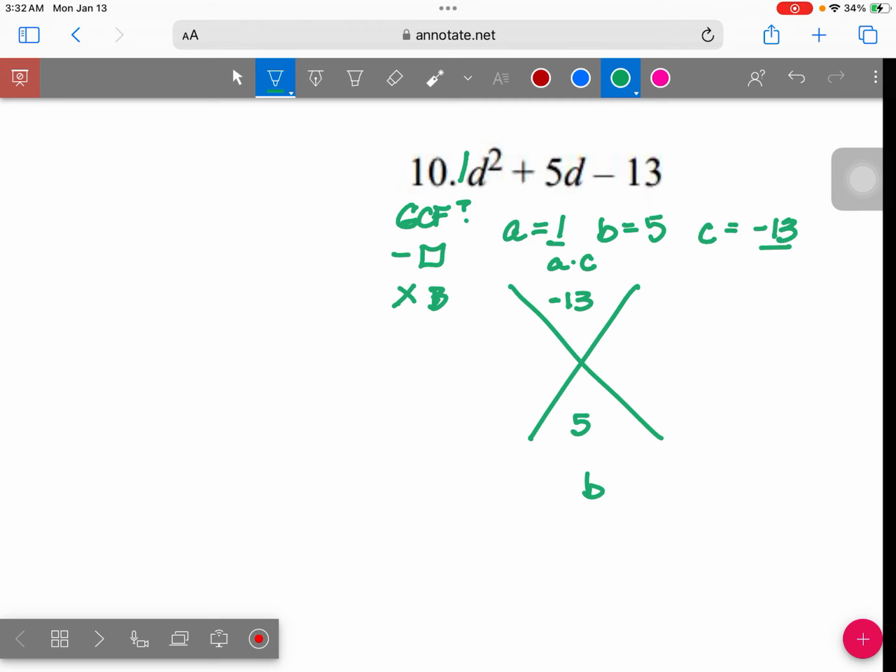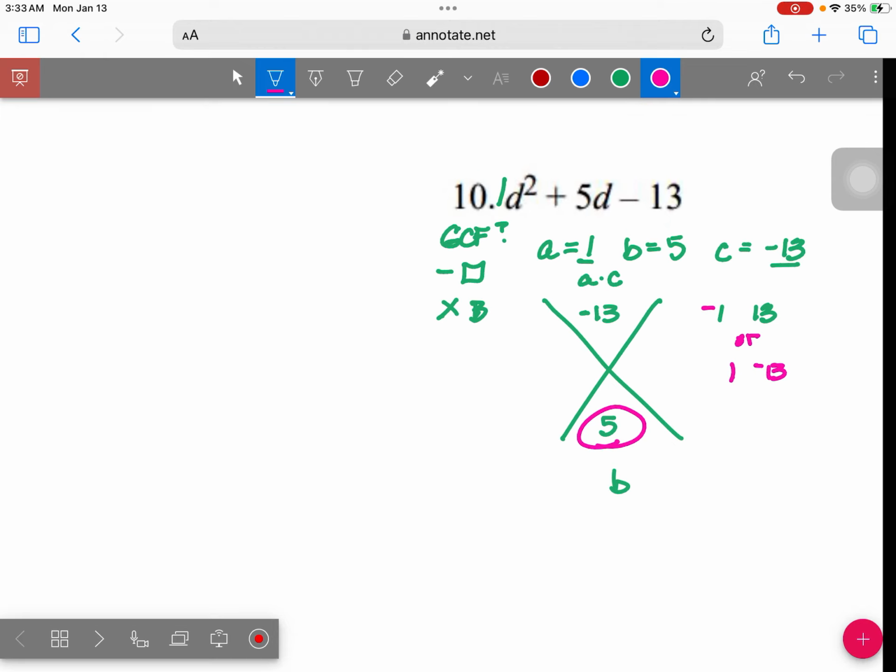So I'm looking at factors of negative 13. 13 is a prime number that add up to be 5. Well, there's no way that when I try to do this, I can find either negative 1 plus 13 gives me 12, or I can have 1 plus negative 13, which adds to give me negative 12. It is never going to add up to 5. So for number 10, that's where you would write prime for right now.